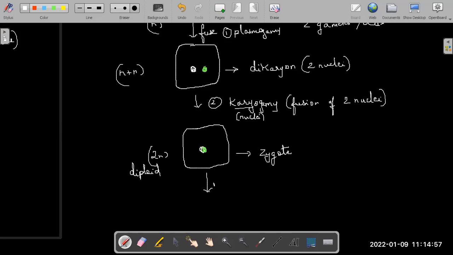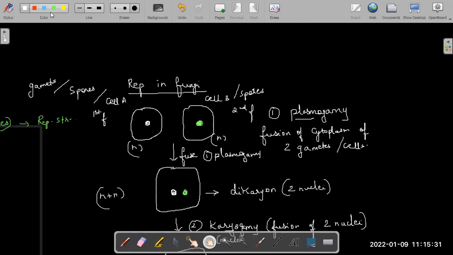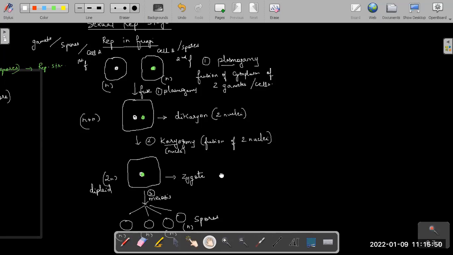Now, this zygote will undergo meiosis, which is the third stage. When they undergo meiosis, further cells are formed. We call them spores. They are all haploid. So haploid spores are formed. So all these are the steps of reproduction. This is sexual reproduction, three stages is what you should know. Have you understood? Yes, ma'am.